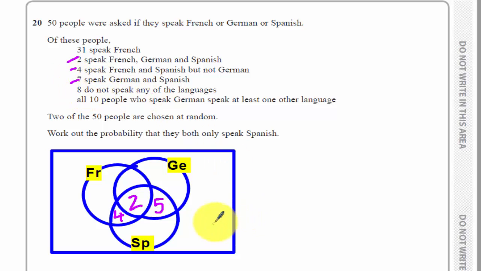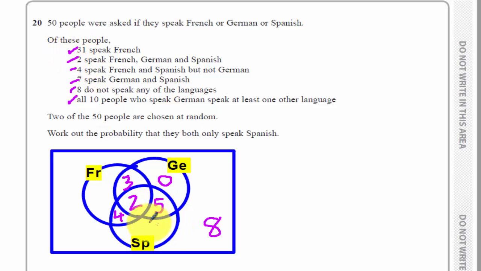8 do not speak any of the languages, they go outside. All 10 people who speak German, so there's 10 people in this circle, speak at least one other language. So there's no one that just speaks German, which means this must be 3. 5, 6, 7, 8, 9, 10. So this whole circle of German adds up to 10.